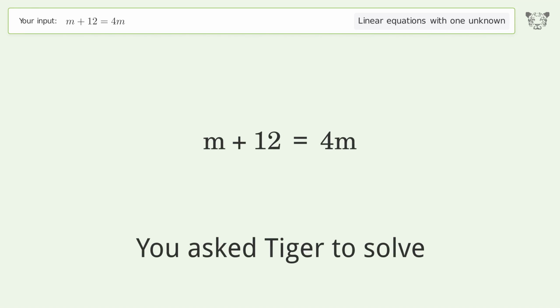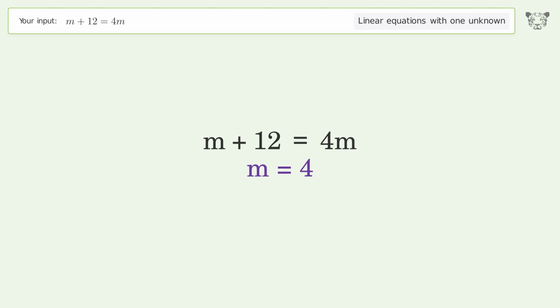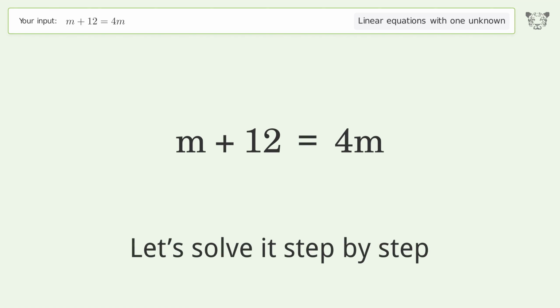You ask Tiger to solve. This deals with linear equations with one unknown. The final result is m=4. Let's solve it step by step.